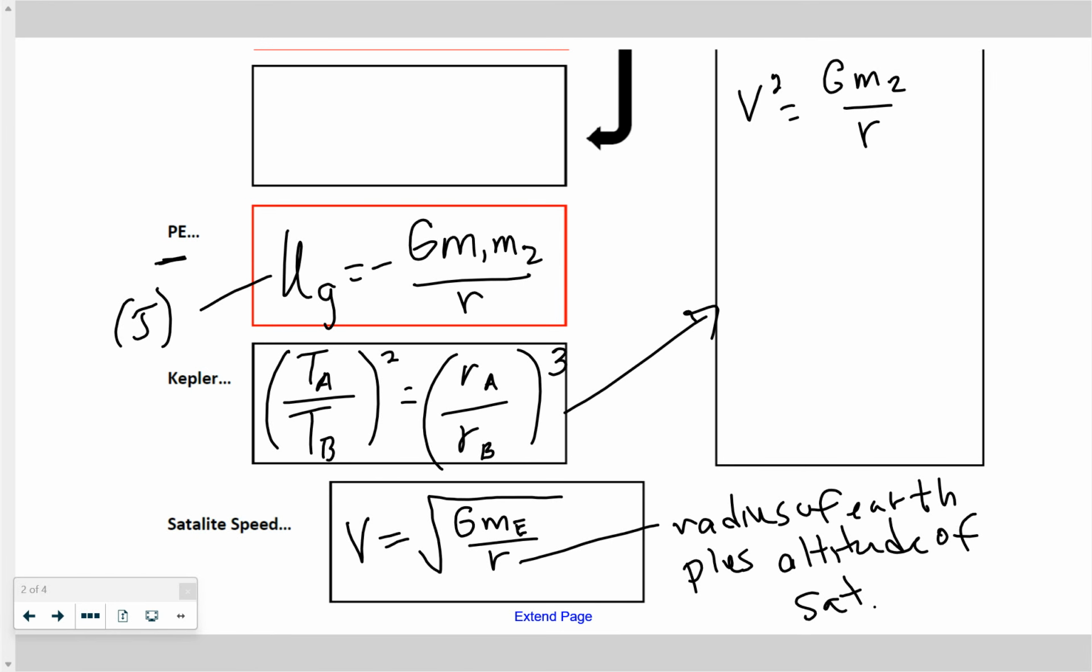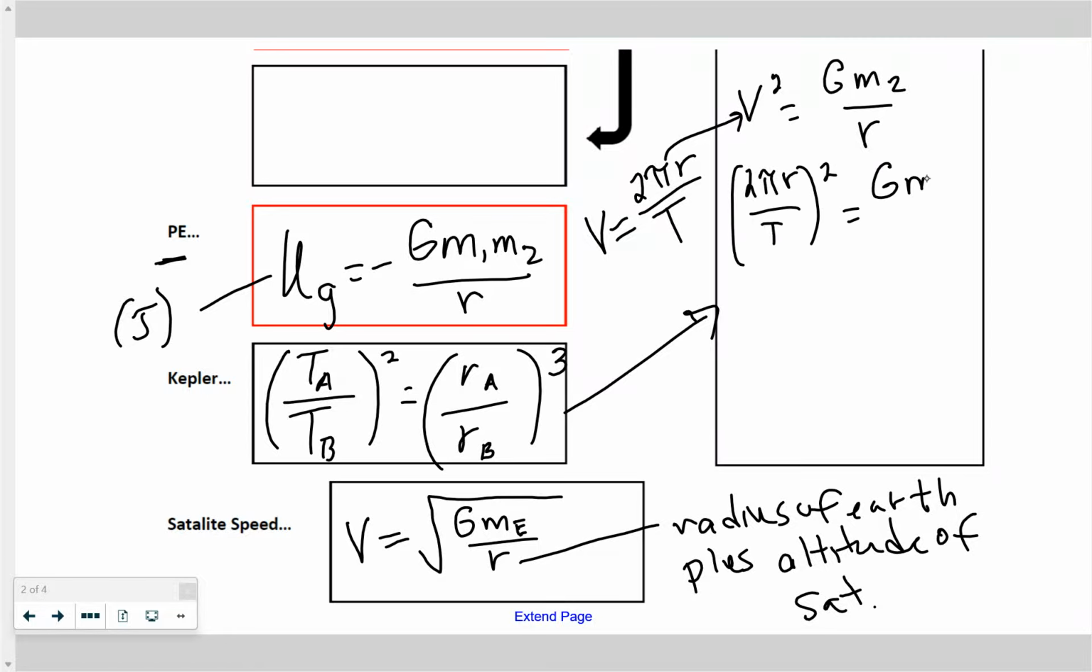Now, v is equal to something. Remember, a velocity of an object that's circling around another object. Velocity is distance divided by time. The distance is 2 pi r, that's the circumference, divided by t. So I'm going to plug that into v here. And I'm going to get 2 pi r over t all squared is equal to big G m2 over r. Now what I'm going to do with this is I'm going to write two equations. I'm going to write an equation for what is the period of an object that's rotating around another object.